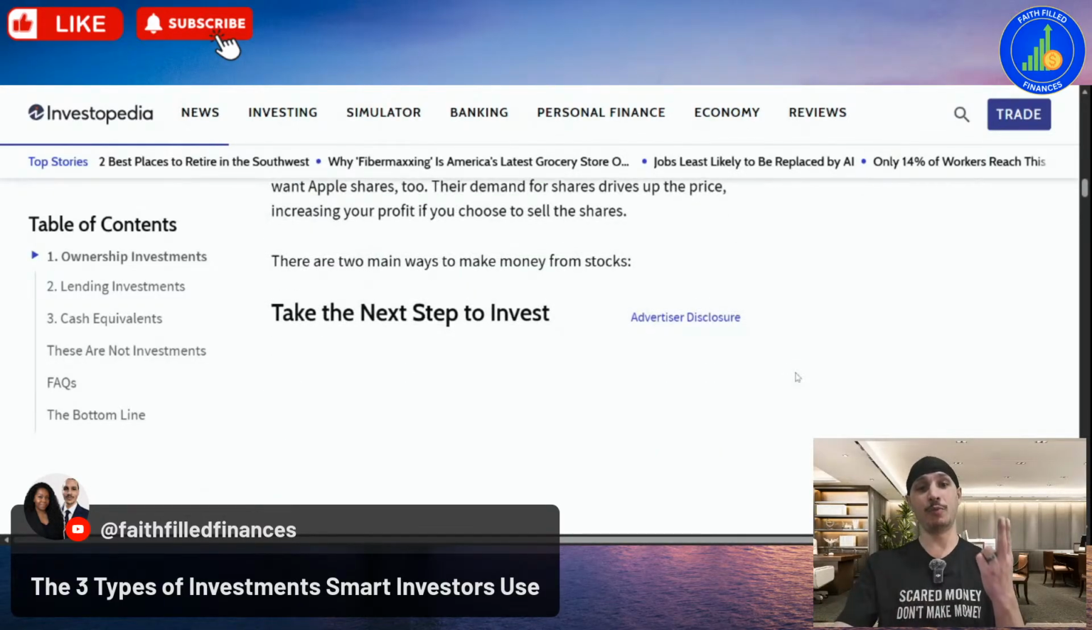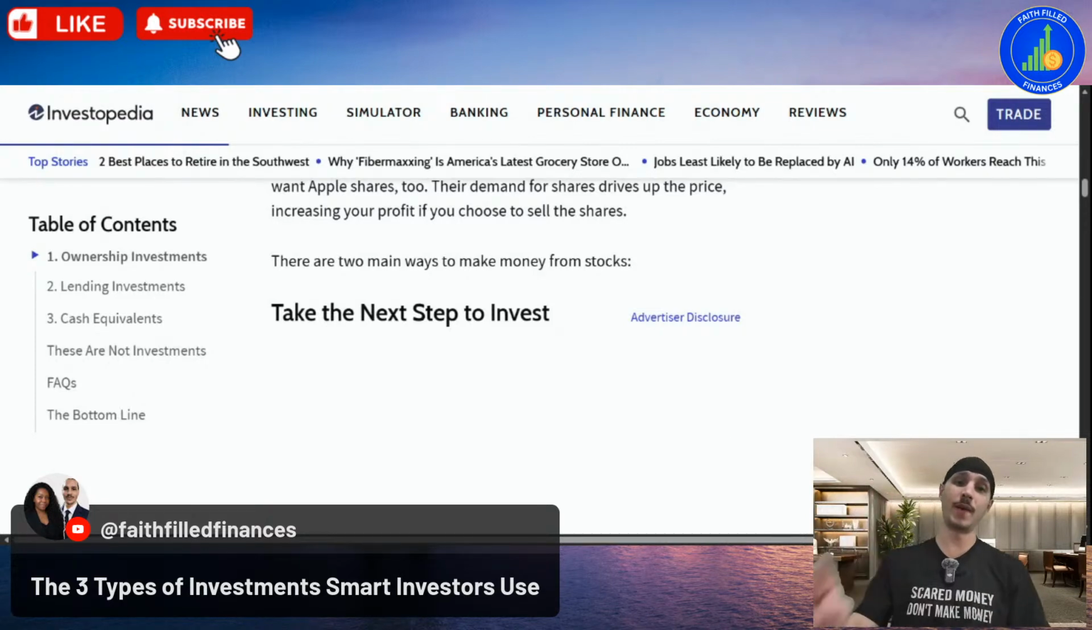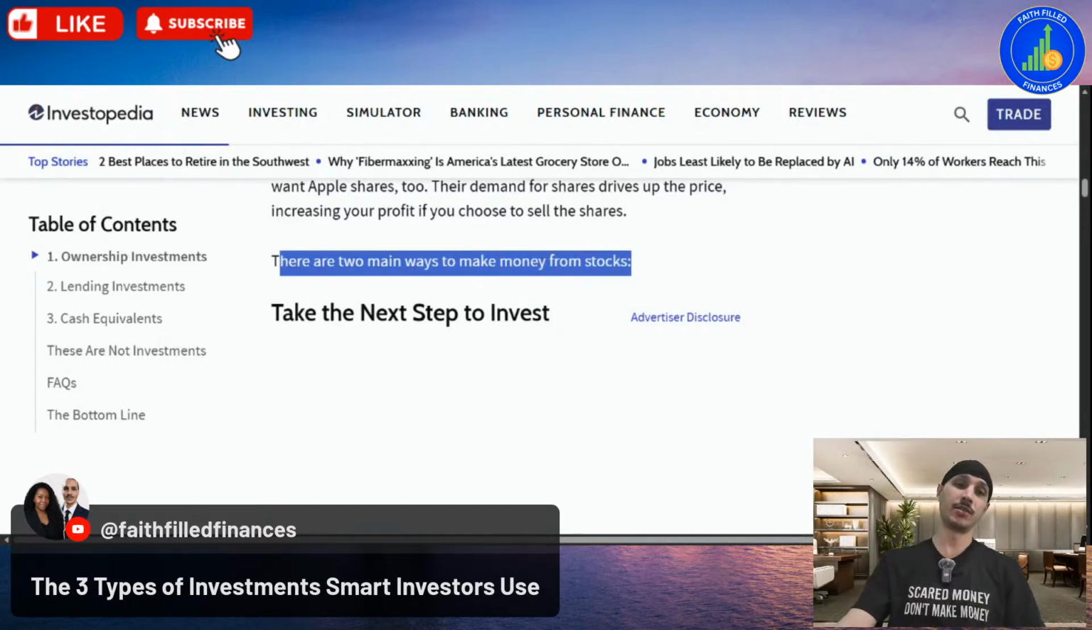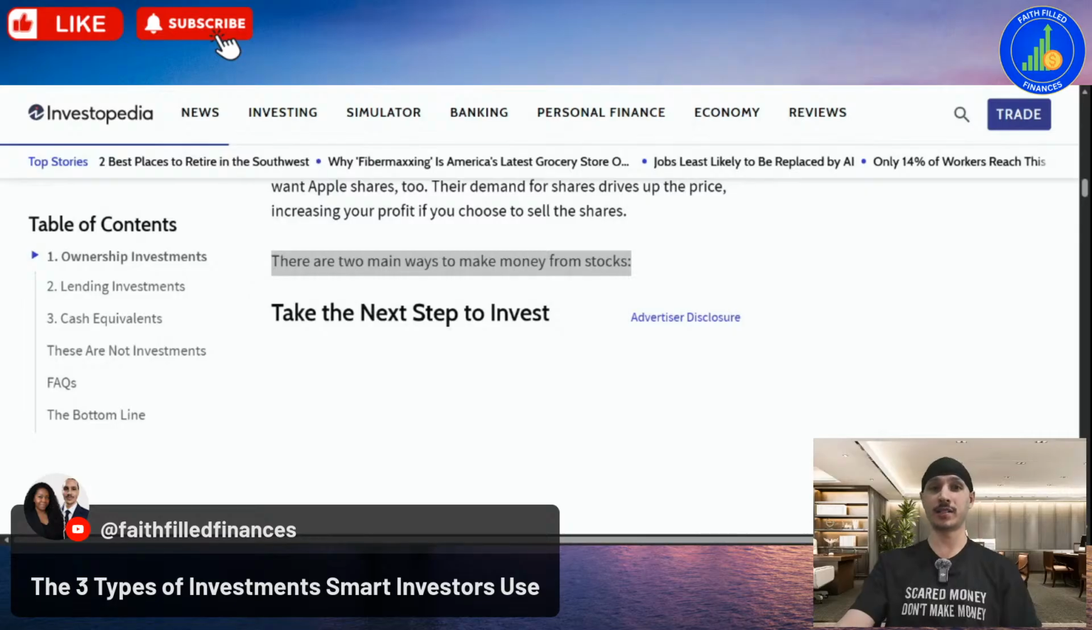There are two main ways to make money from stocks. Two main ways, family. What are these two main ways? Let's go.